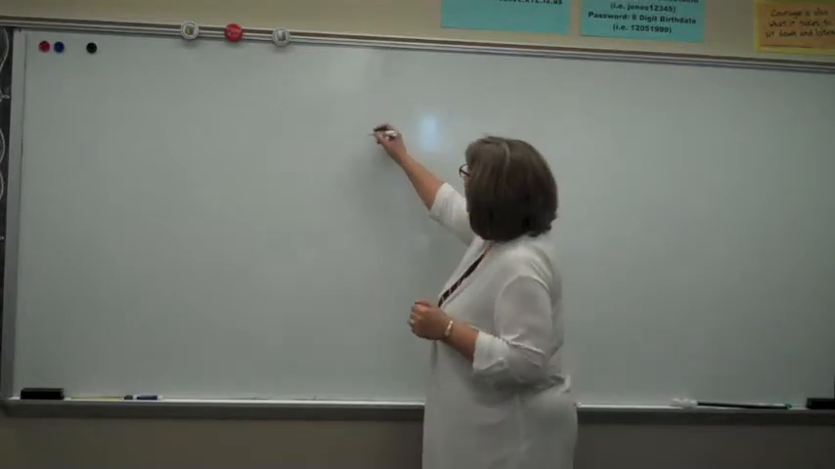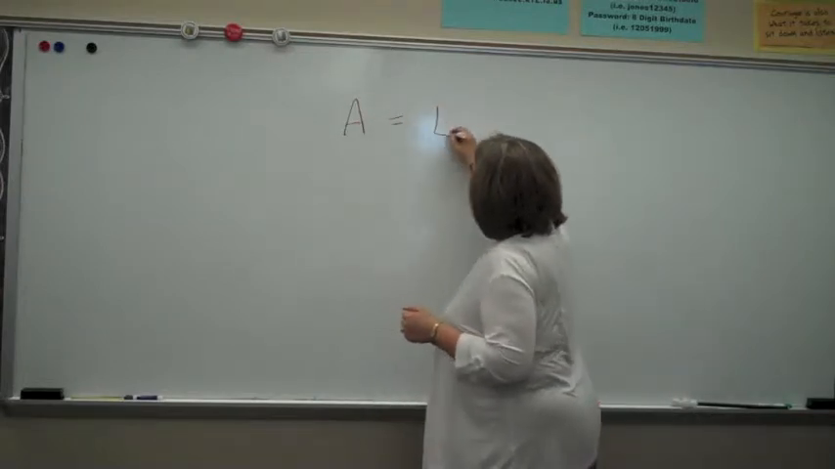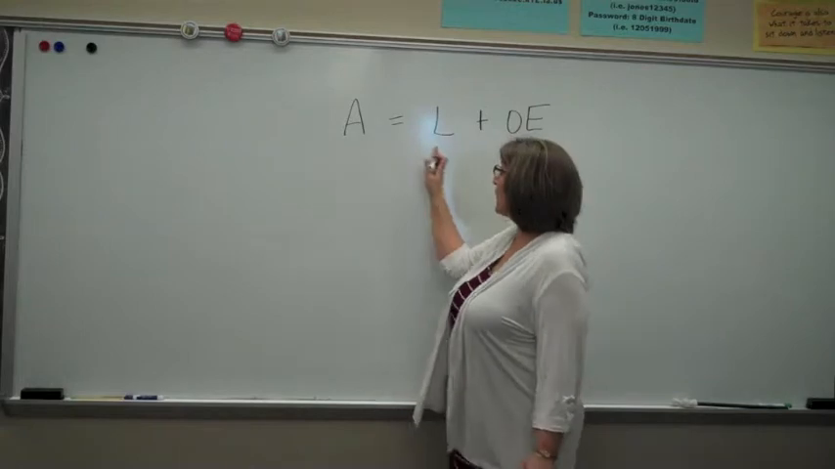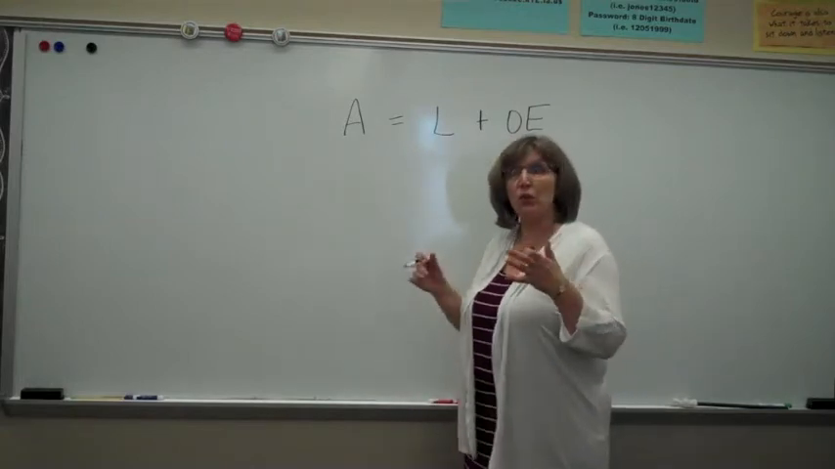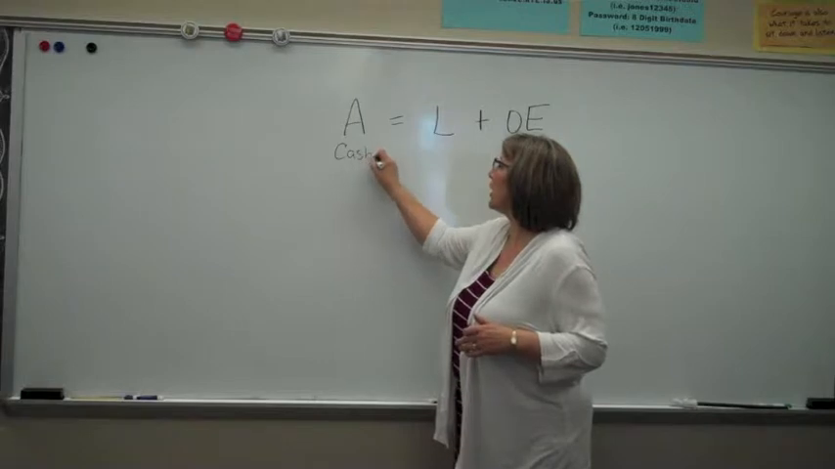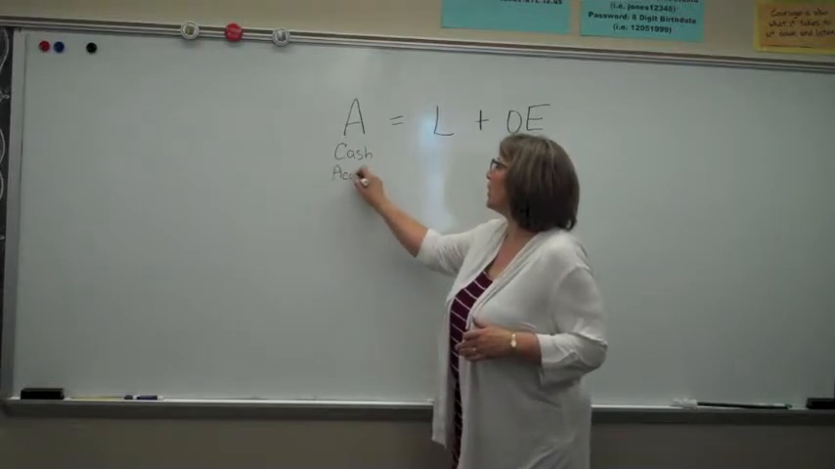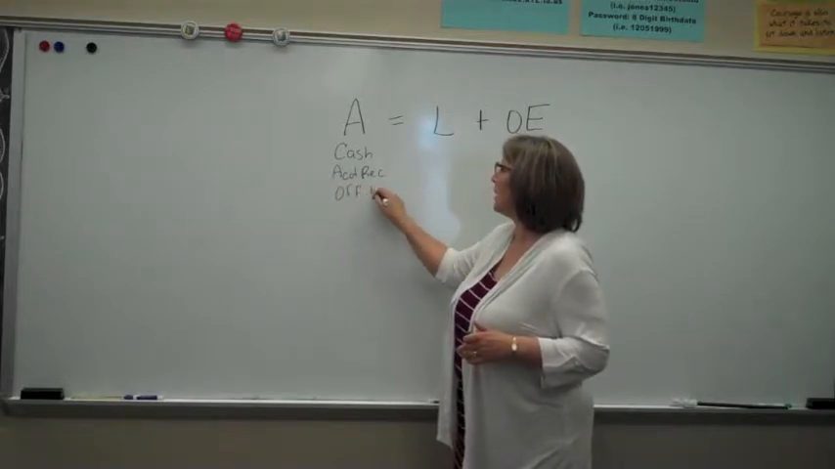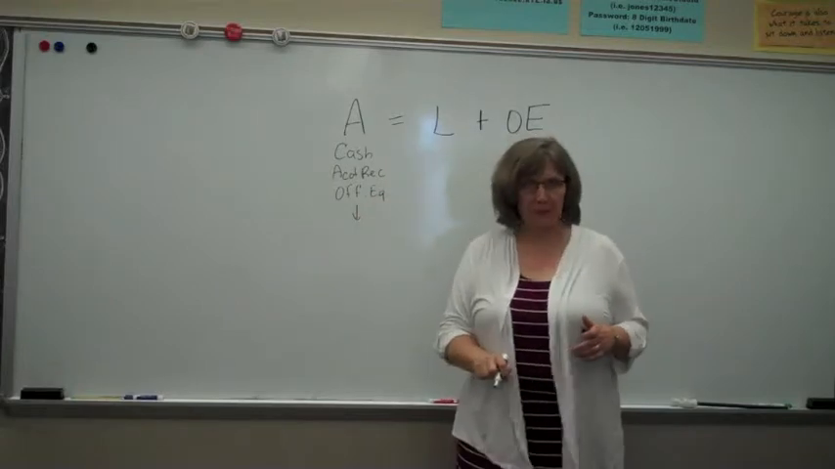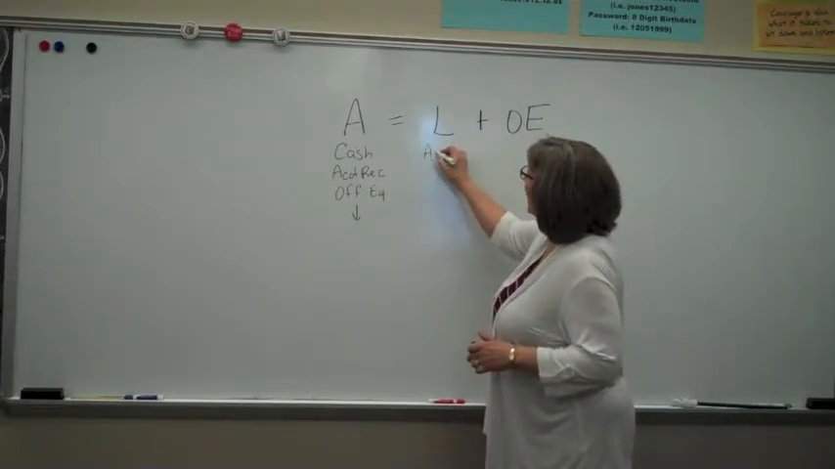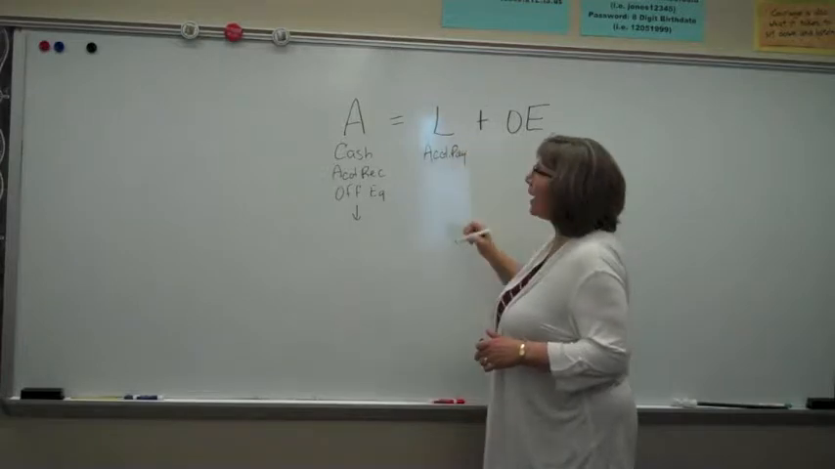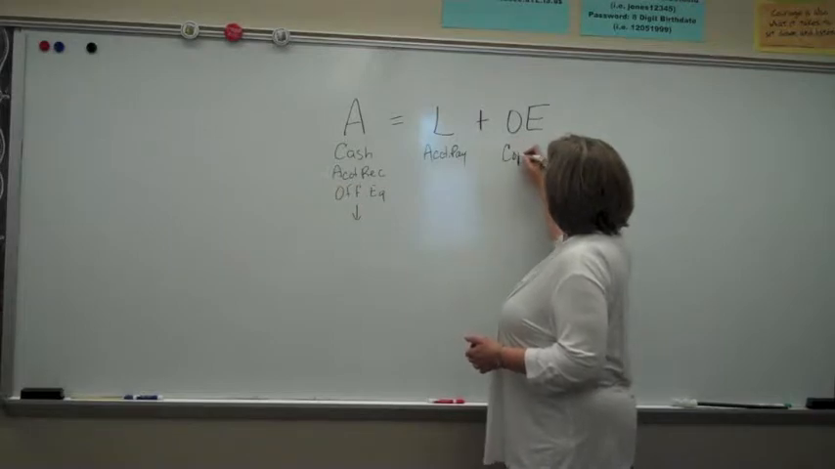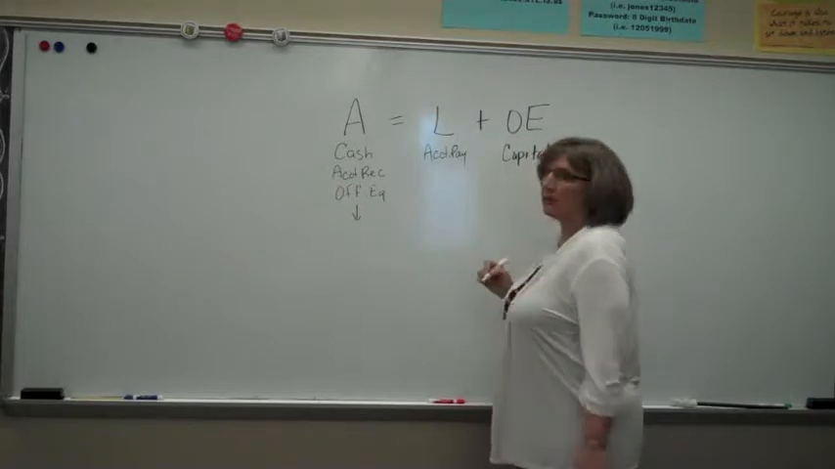We know the accounting equation: assets equal liabilities plus owner's equity. Under each of these classifications, we can have individual accounts. So we might have cash and accounts receivable and office equipment and so on and so forth. And under liabilities, we can have accounts payable. We might have one for each individual person or company that we owe. And under owner's equity, we're going to have a capital account.